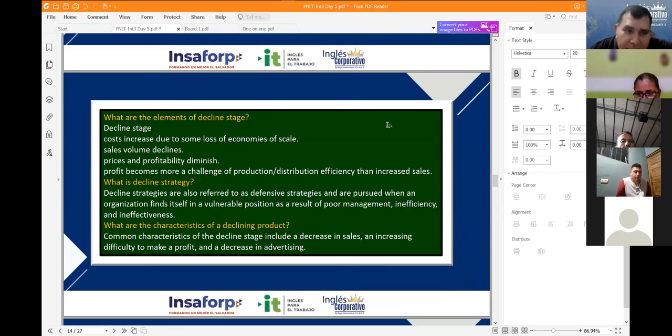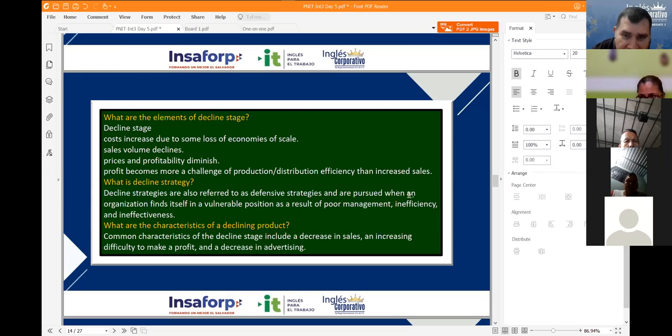Then, what are the elements of the decline stage? The decline stage, number one, is the costs increase due to some loss of economies of scale. Sales volume declines. It says profitability diminishes, means the revenues, right, diminish. Profit becomes more a challenge of production, distribution, efficiency than increased sales. So those are characteristics. Okay, teacher, in Christian.